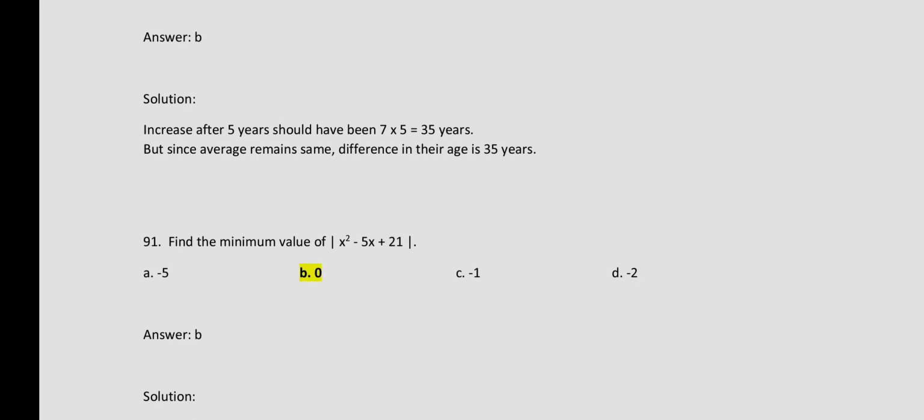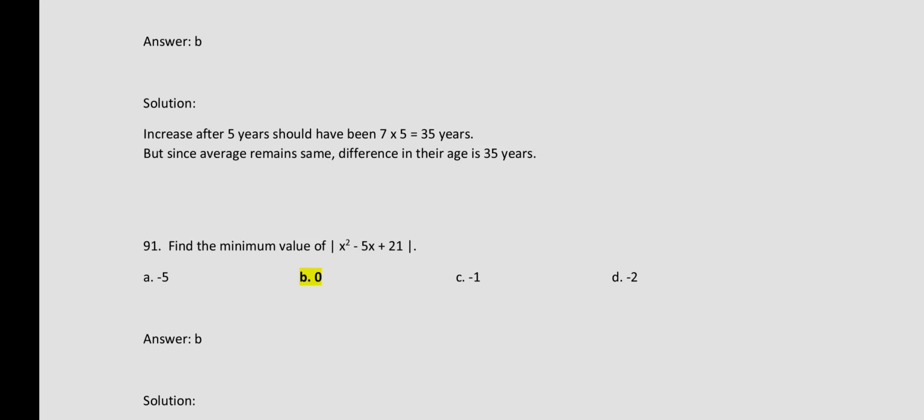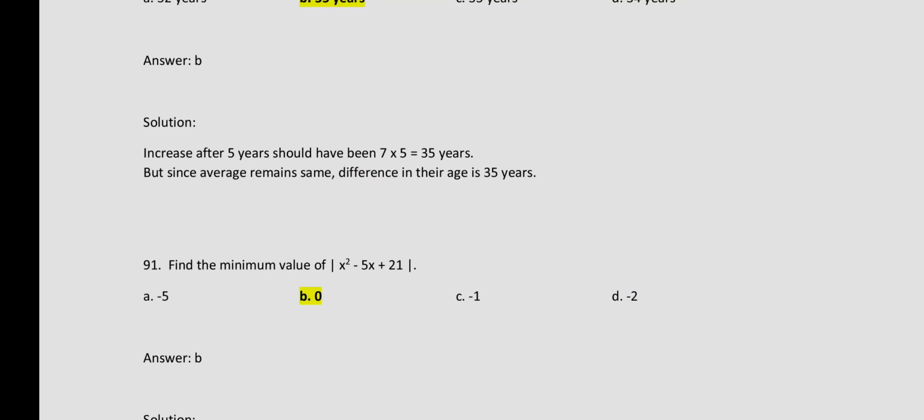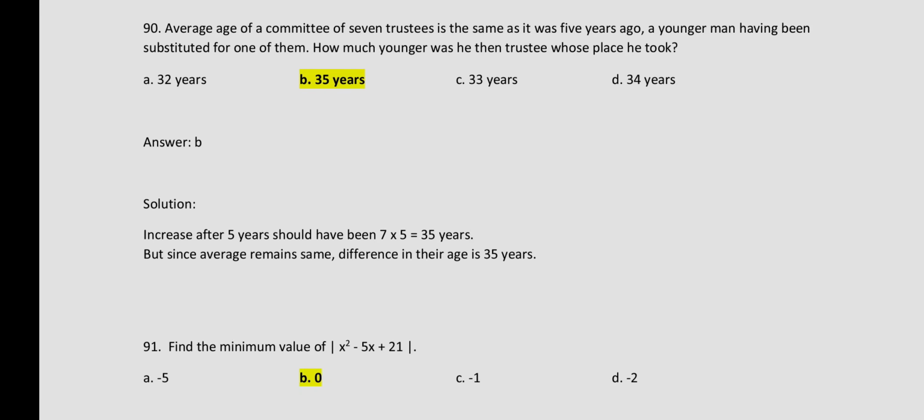Solution: the increase after 5 years should have been 7 times 5, which is equal to 35 years. But since the average remains the same, the difference in their ages is 35 years. So you can just memorize that question. The answer there is letter B, 35 years.